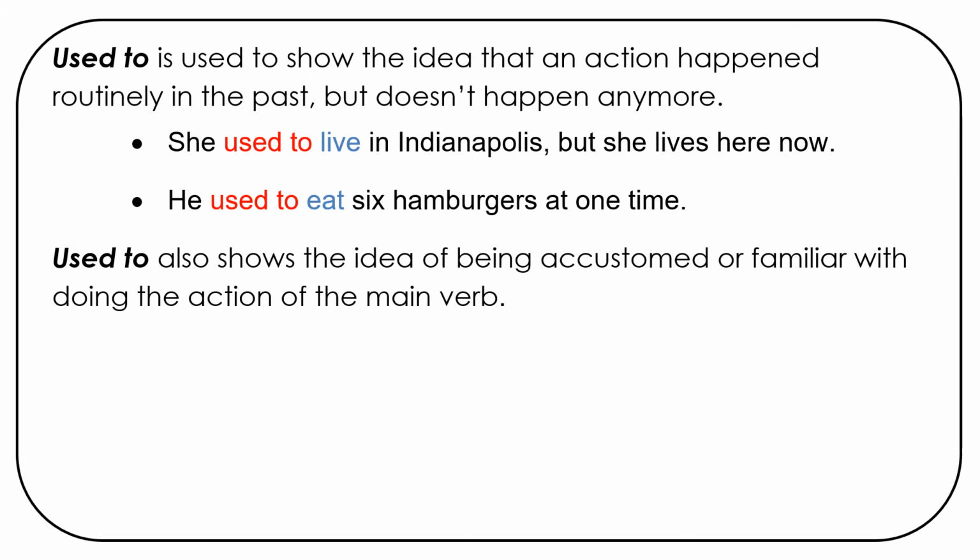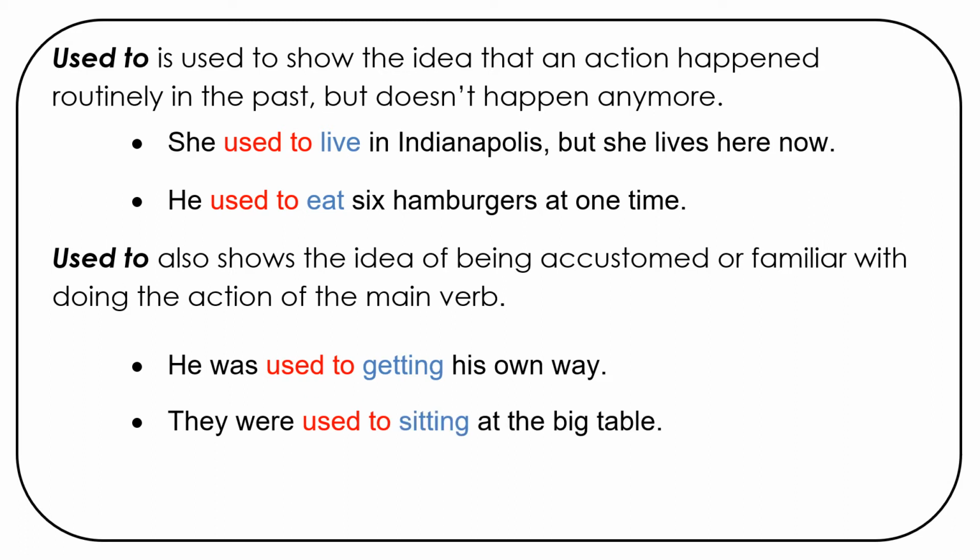Used to also shows the idea of being accustomed or familiar with doing the action of the main verb. He was used to getting his own way. They were used to sitting at the big table.